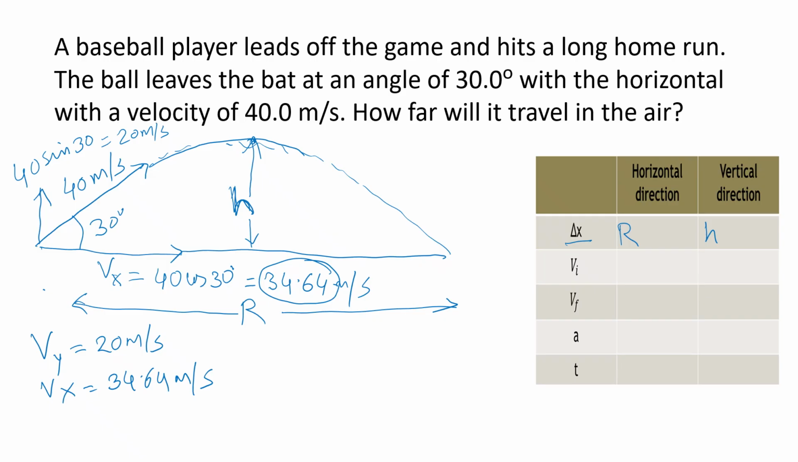So let's write down what we know. Since the horizontal velocity of a projectile always remains constant, we are going to write for Vi and Vf in the horizontal section 34.64 for both of them, because this is remaining constant and this is taking it through the range. Now remember, along the horizontal direction the acceleration is 0. There is no force acting along that direction.